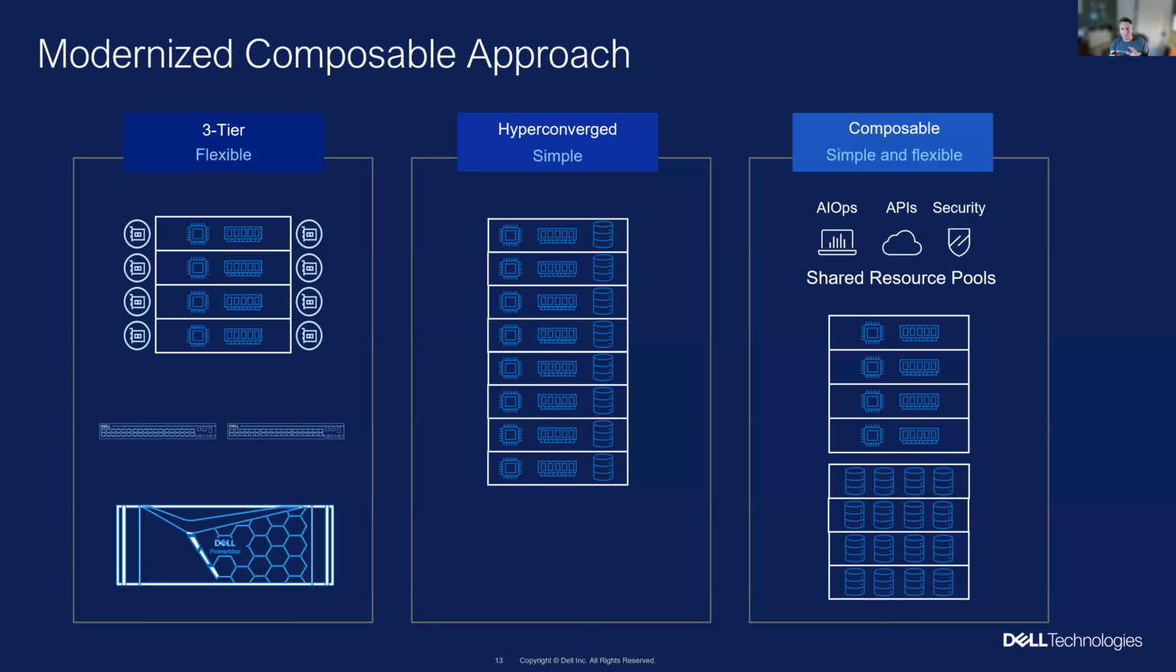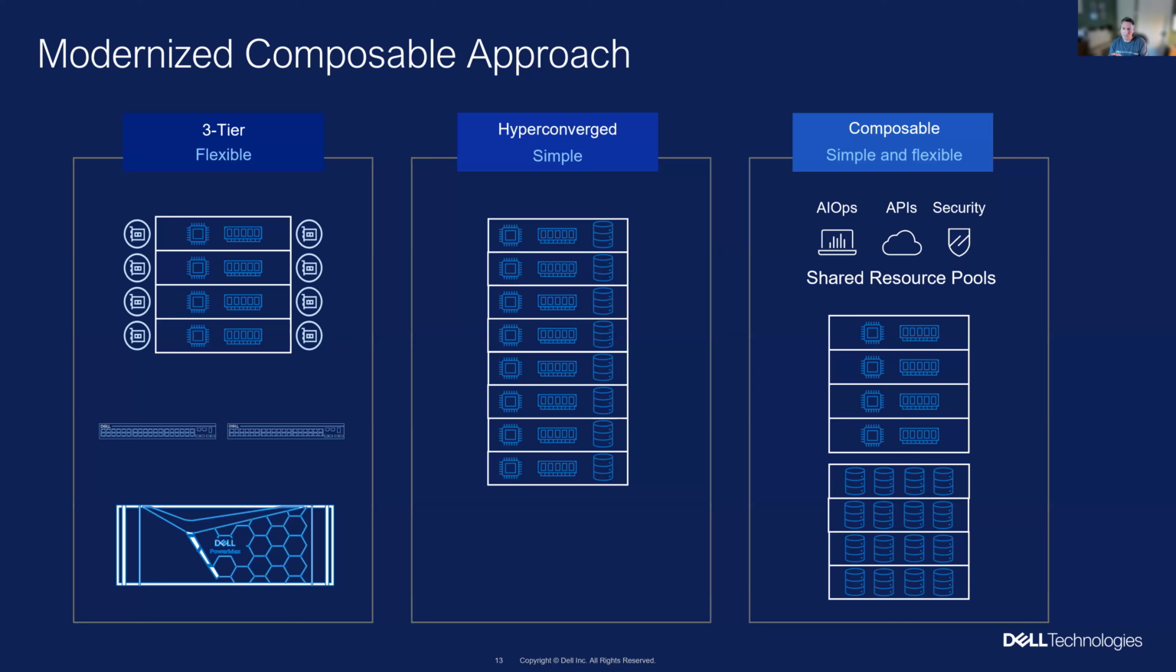With hyperconverged, the challenge is linear scaling. If we needed to add additional storage capacity, we had no choice but to add CPU and additional RAM as well. So it wasn't as flexible as a three-tier system.